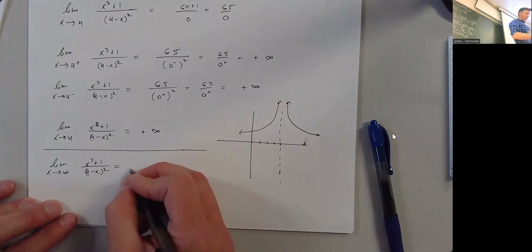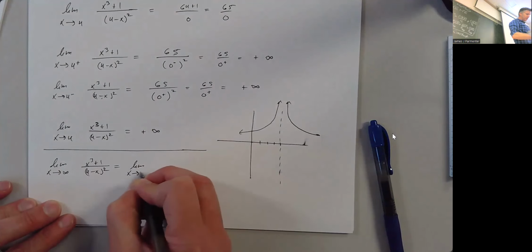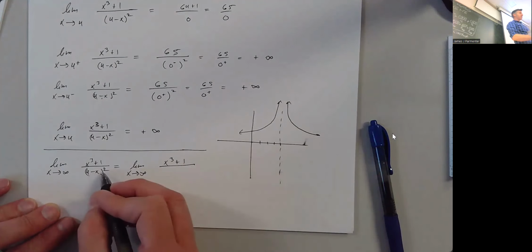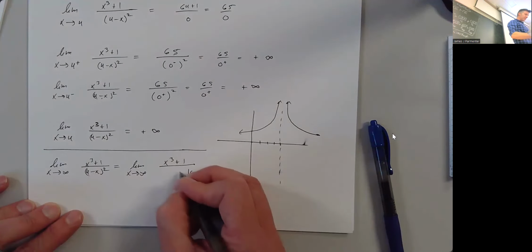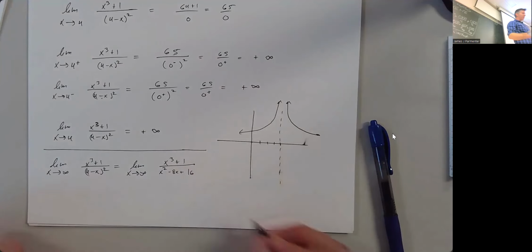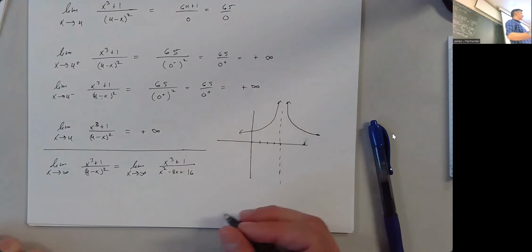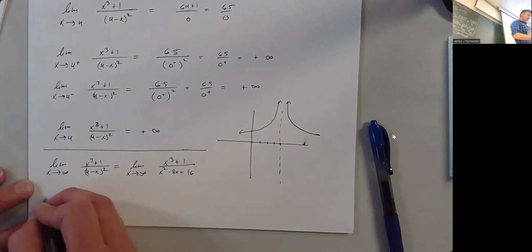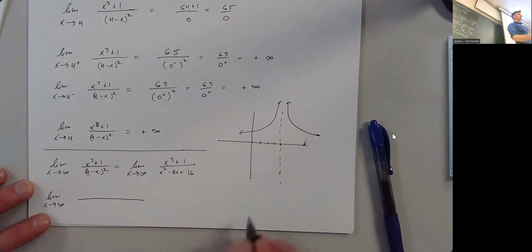So let's write this as the limit as x goes to infinity of x cubed plus 1 over 4 minus x times 4 minus x, which is going to be 16 minus 8x plus x squared. But I wrote it backwards because I like writing the x squared first. So really x squared minus 8x plus 16. Okay, right? Yeah, that's right. So now we're going to divide everything by x squared. So we're going to get the limit as x goes to infinity. Okay, I'm going to skip a step and just do the division.